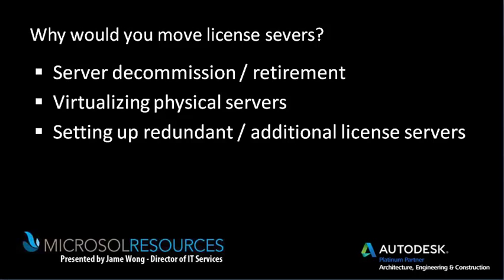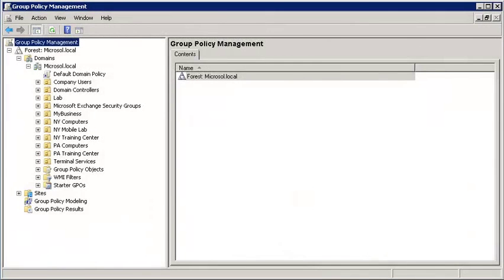Another reason why people do this is because they want to set up redundant license servers or set it up at Amazon or Microsoft's cloud services, but without impacting production environments. So the question is, how do you move your workstations, if you had a couple of hundred workstations, from license server number 1 to license server number 2?